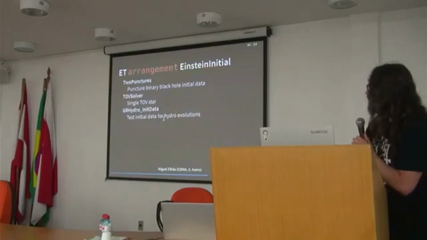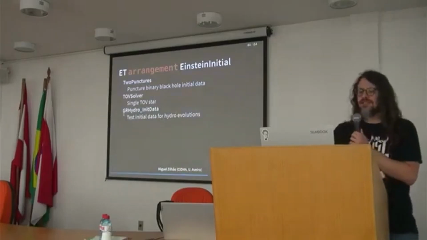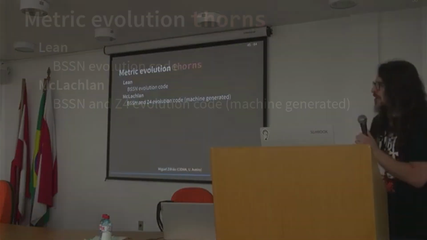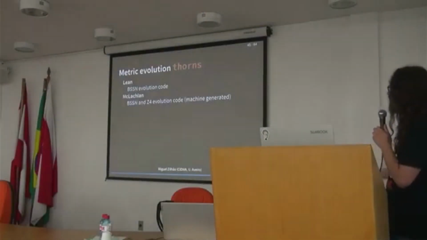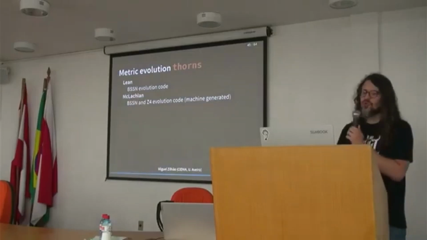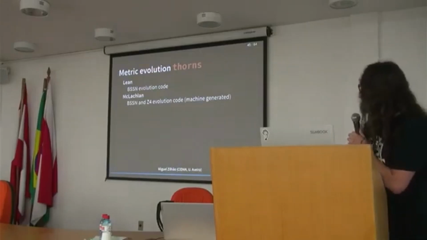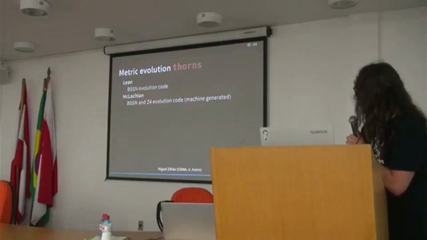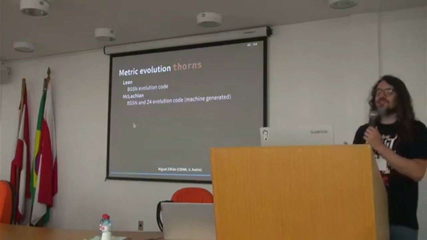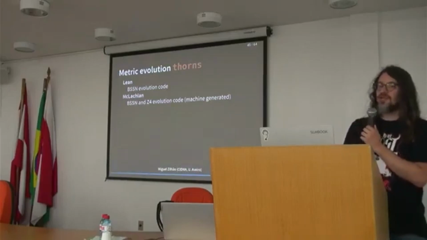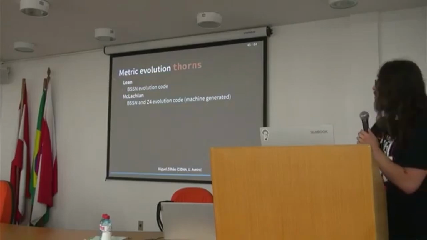And then there are assorted hydro-related initial data thorns. For the metric evolution thorns, this is actually a bit outdated, because now we have in the toolkit more thorns than just these two. The classic one to evolve the space-time is McLachlan, which is a BSSN and Z4 evolution code. This is machine generated, so it's not something that's very human readable.